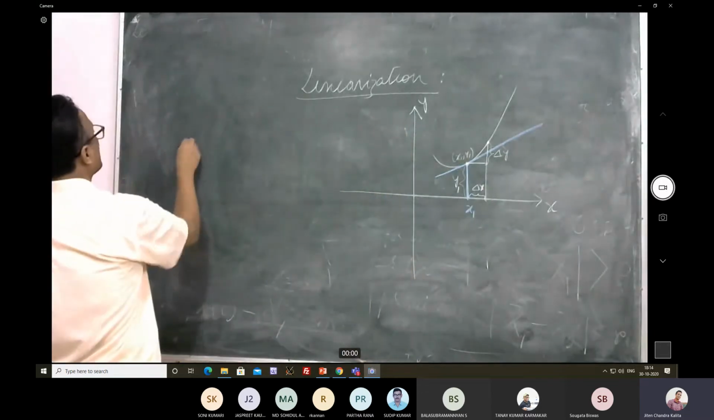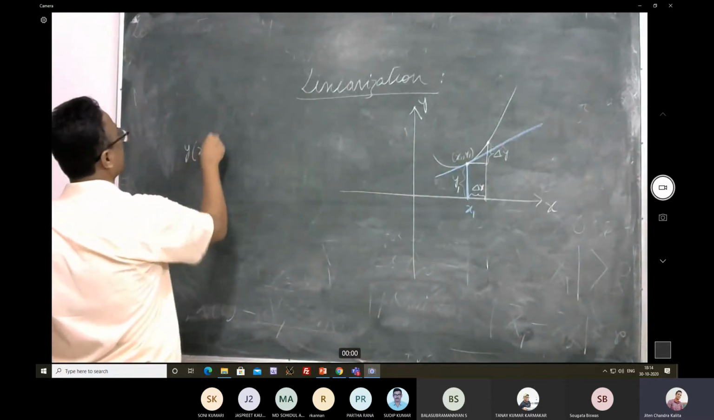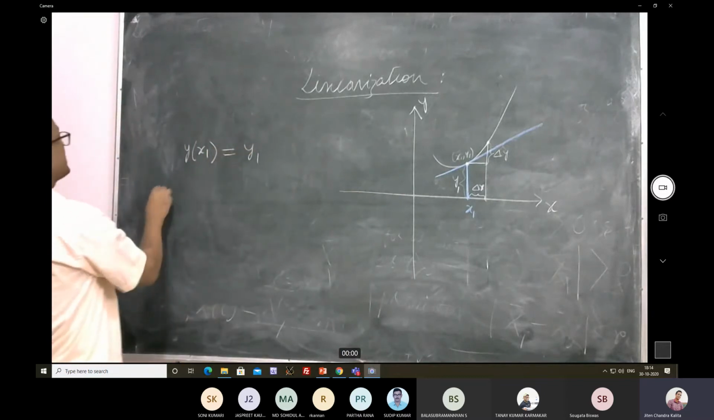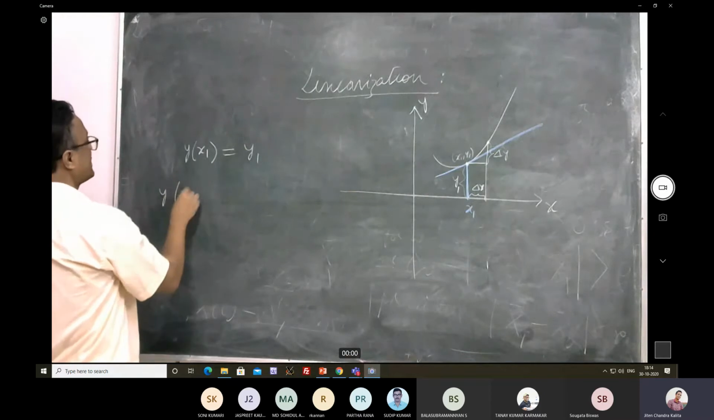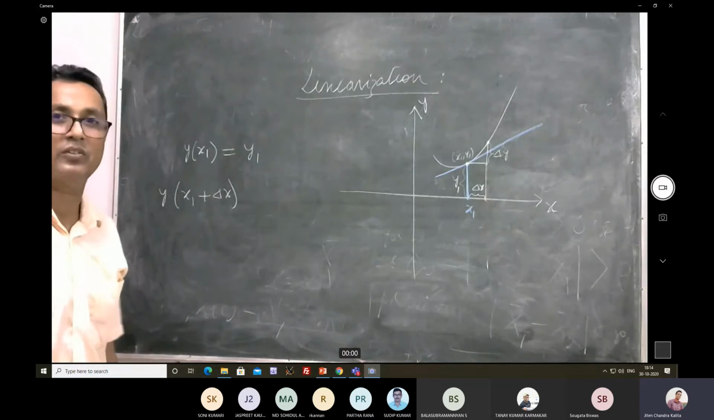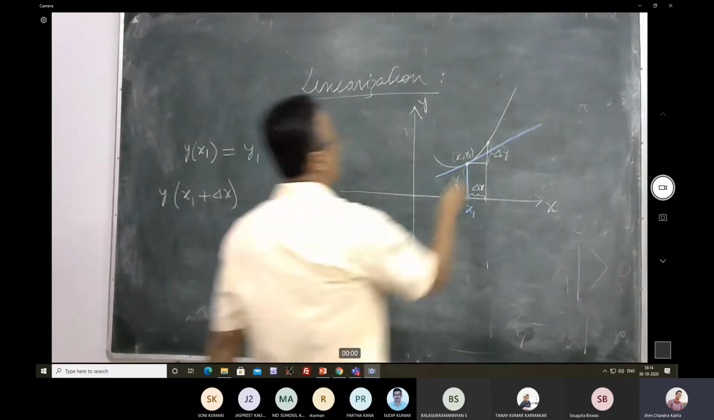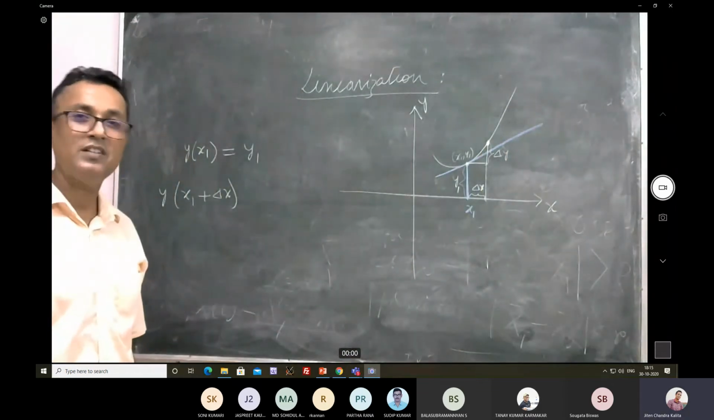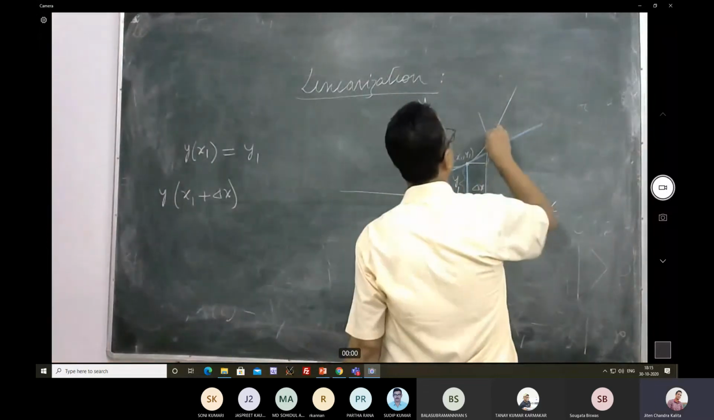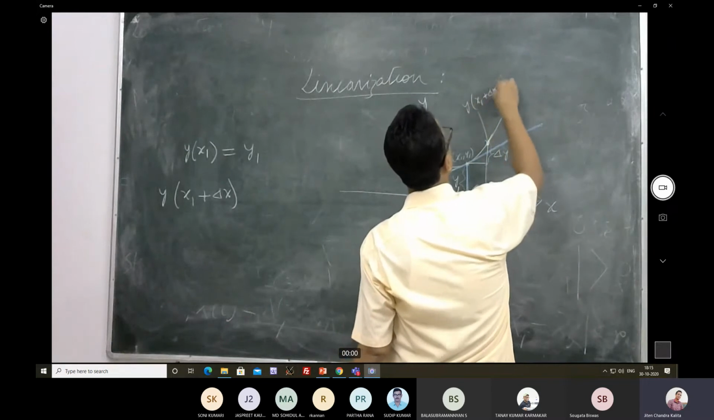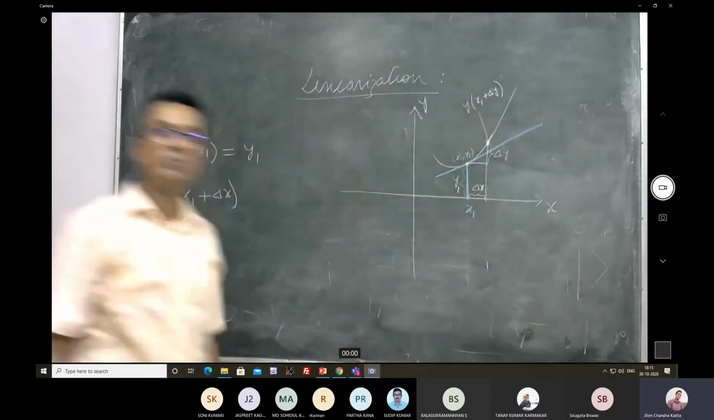Now I know the value of y at the point x1, which is y1. I already know it. Suppose I am seeking the value of y at a neighboring point. Then you know that the actual value is here, and at this point it is nothing but y(x1 plus delta x), that is y1 plus delta y. Is it okay with everybody?